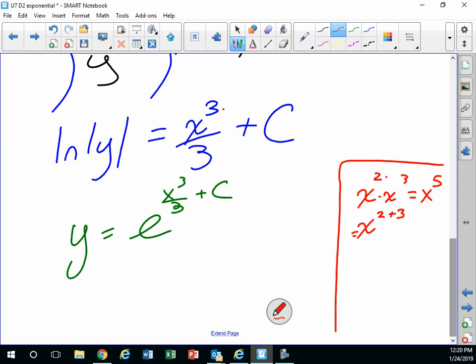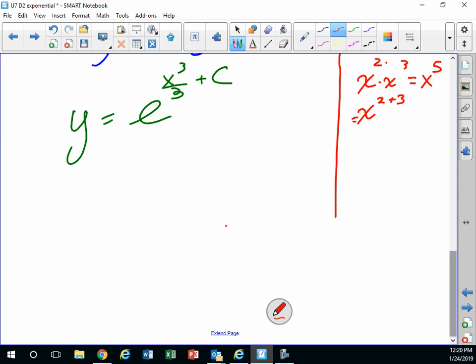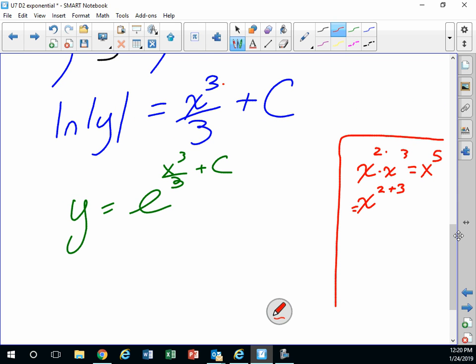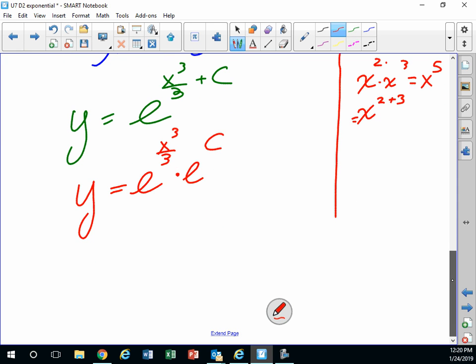The reason is because I have this: e to the x cubed over 3 plus c. Notice that the entire side has to go up there. So, ladies and gentlemen, couldn't I write this as e to the x cubed over 3 times e to the c? Well, c is a what? Constant. E to a constant is still a constant.